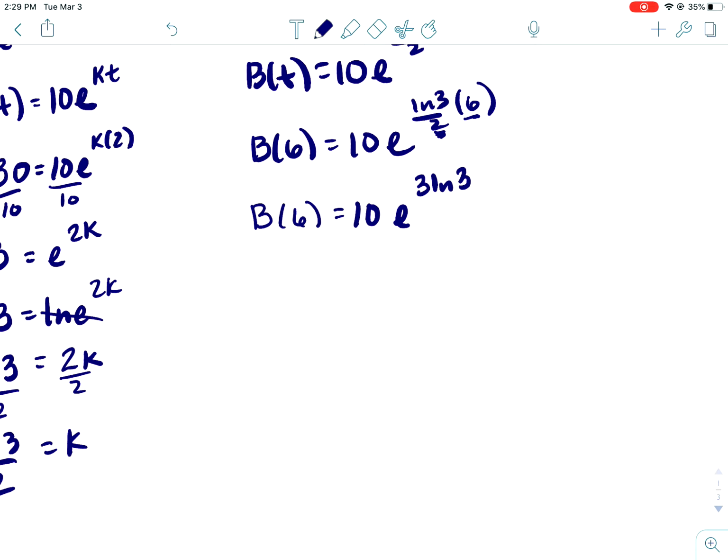Now we can actually get this down to just a number. Even though right now it seems kind of weird, we can use that property we just talked about, where if we have a number in front of the natural log, I can move it up to a power.